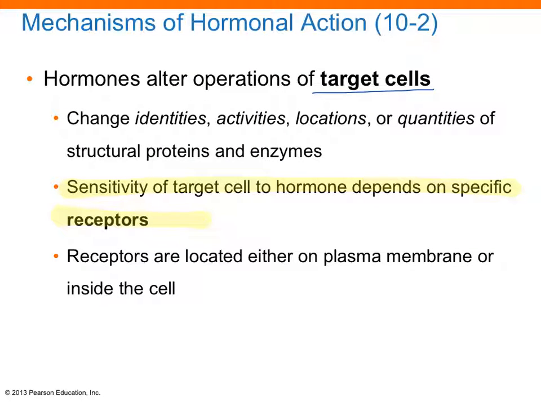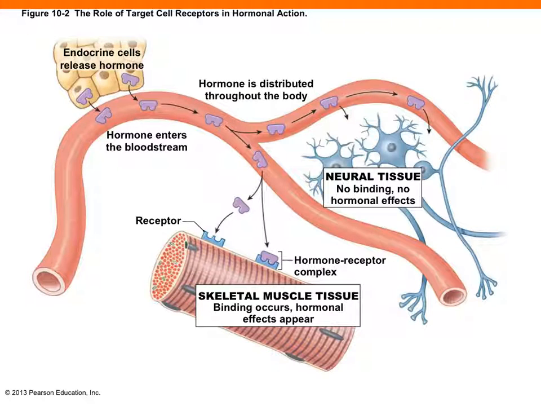The way a hormone works is it alters the operations of target cells. What that means is it can change the identity, the activity, the locations, or quantities of structural proteins and enzymes. The sensitivity of the target cell to a hormone depends on its specific receptors, and the receptors can be located either on the plasma membrane or inside the cell. This is an image showing you the hormone and receptor complex.